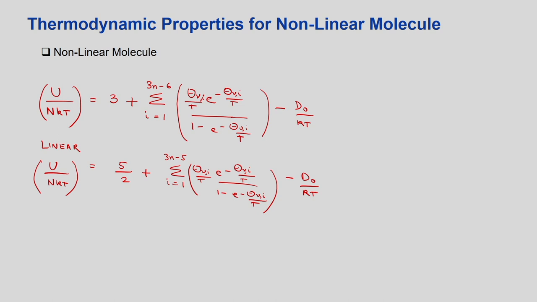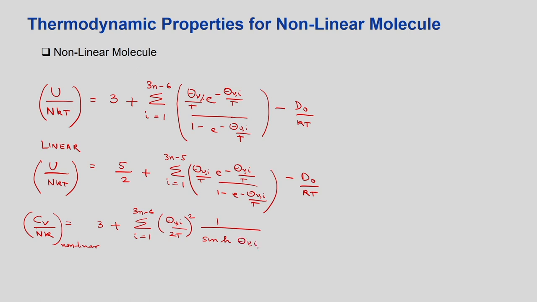Now we also do Cv, let us say Cv by Nk. You take the derivative of this term with respect to temperature and you get the specific heat. For non-linear, this will be equal to 3 plus summation of i goes from 1 to 3n minus 6 of theta vi by T, whole squared, times 1 upon sinh of theta vi by 2T. Actually the square should be outside the bracket, sinh of theta vi by 2T inside, so it has a summation on the outside.